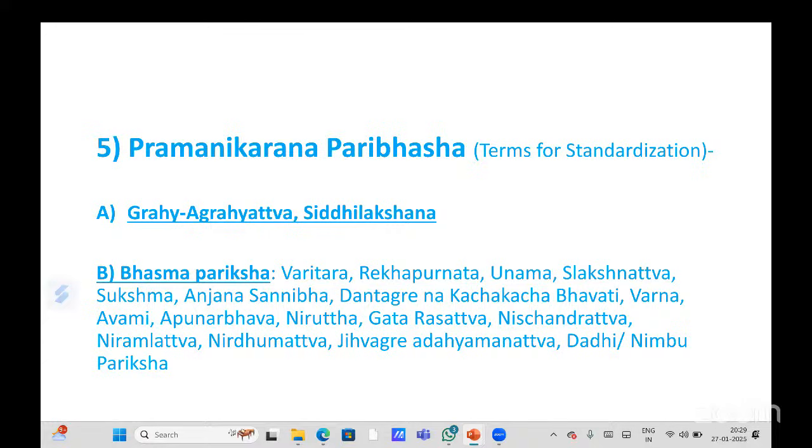Okay, coming to the next point, that is Bhasma Pariksha. Again, there is a chance of a short essay being asked regarding the Bhasma Pariksha. The concept of Bhasma Pariksha, or they may ask to describe the Bhasma Parikshas for 5 marks. Here we have Varitara, Rekha Purnata, Unnama, Slakshnatva. These are the given Bhasma Parikshas. Okay, so we will just glance at some important Bhasma Parikshas.